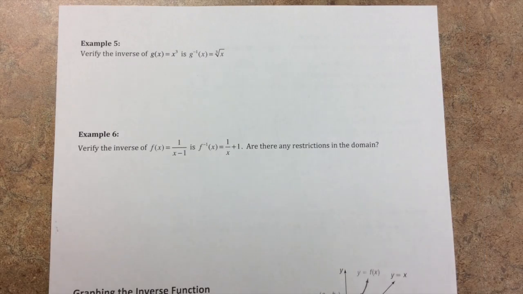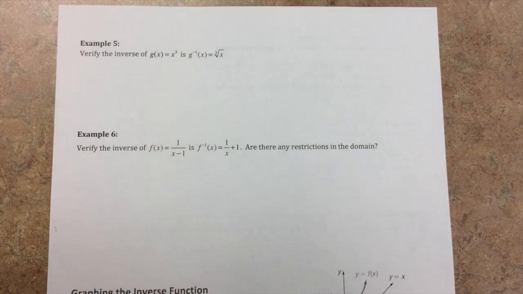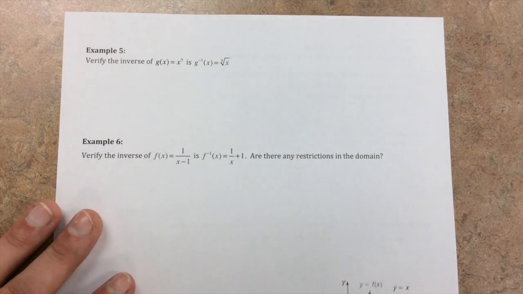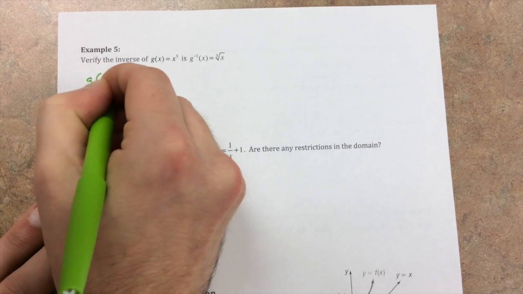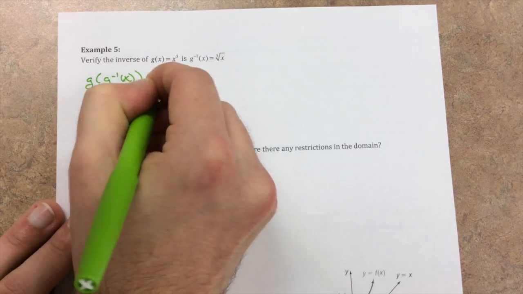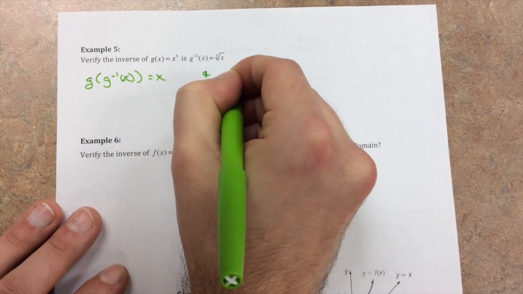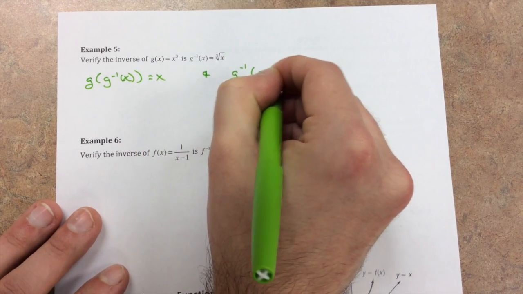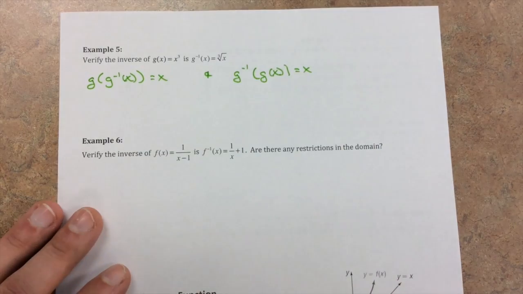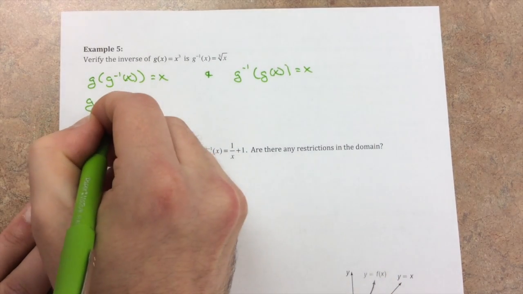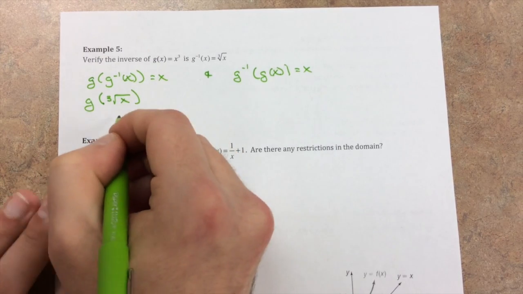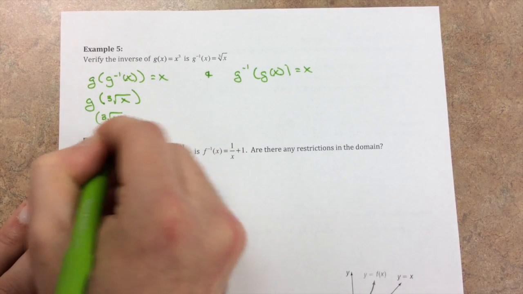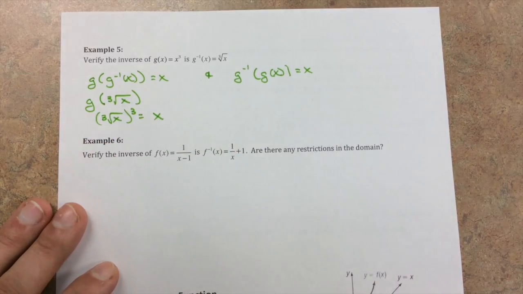So with example 5, we want to verify that the inverse of g is cube root of x. So the way we verify that is, just like on the previous page, we want to show that g of g inverse of x equals x, and g inverse of g of x equals x. So just like we did with composition of functions, I want to plug in the cube root of x into g. So that's the cube root of x cubed, which is just x, which is what we want.